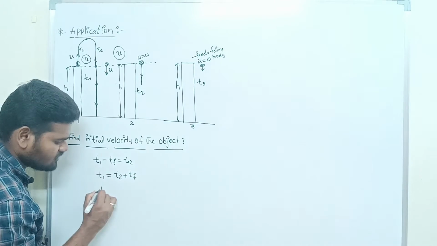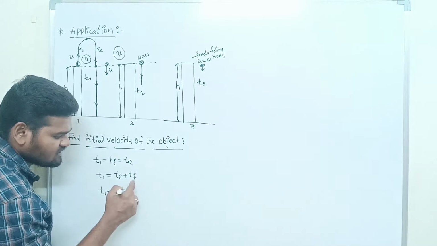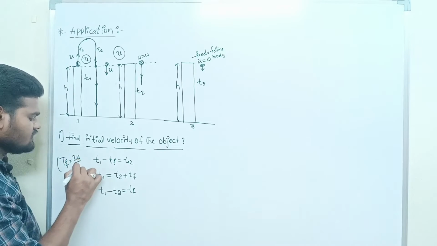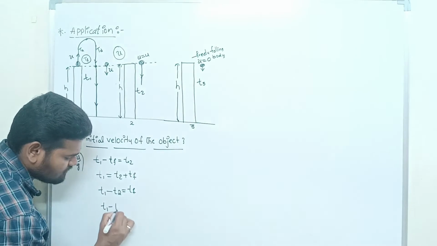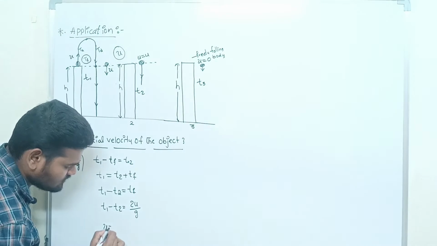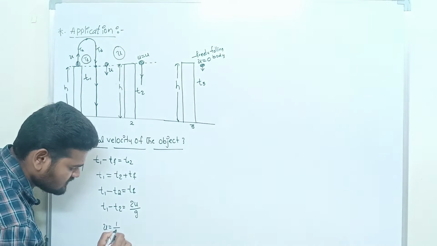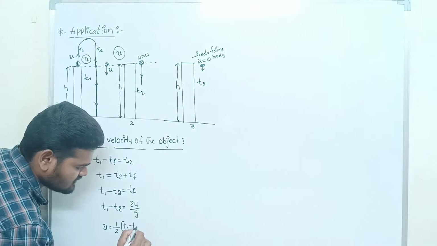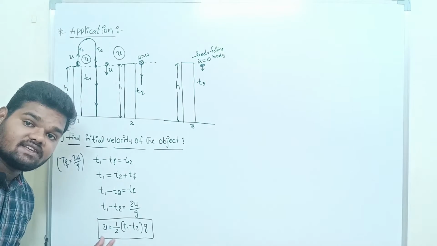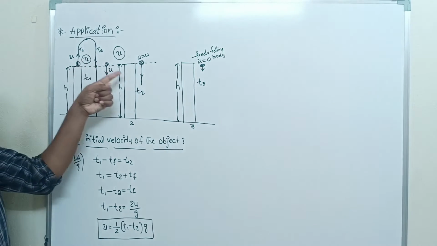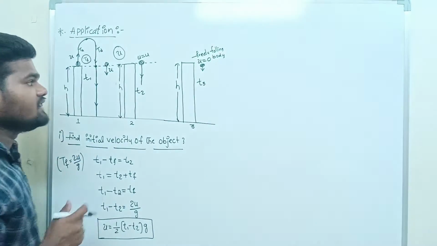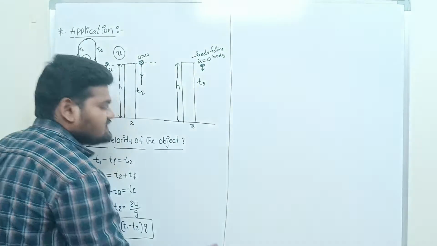If I bring T2 to this side, it becomes T1 minus T2 is equal to Tf. What is Tf? The time of flight is equal to 2u by g. Just substitute here. So T1 minus T2 is equal to 2u by g. From this we can find the initial velocity u is equal to, if 2 comes to this side, 1 by 2 into g into (T1 minus T2), since g goes to the numerator. So this is the initial velocity of the object with which we projected in these two cases. Any doubt? Very good.